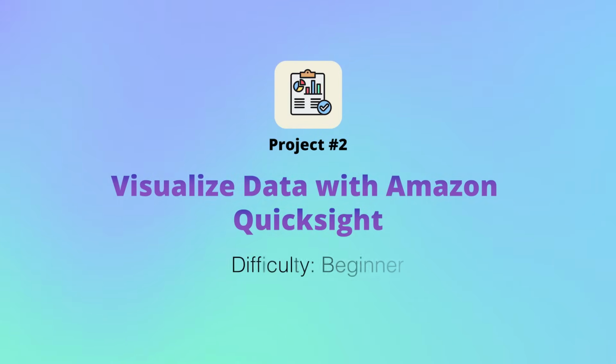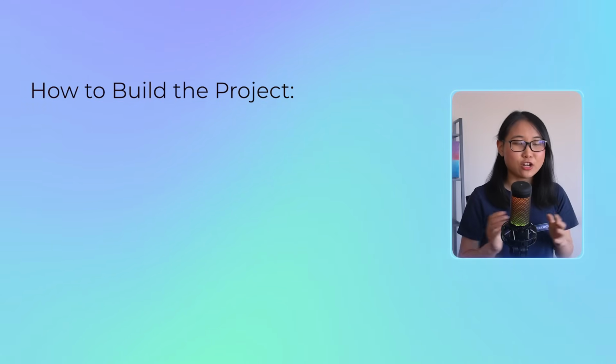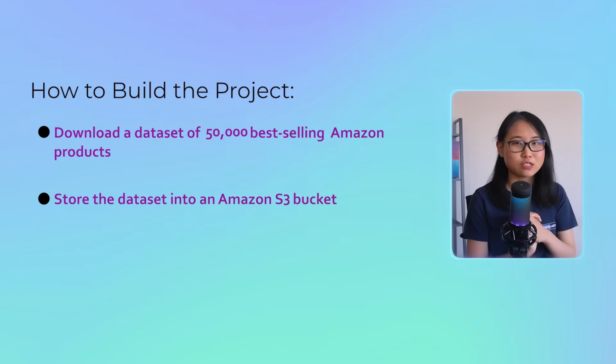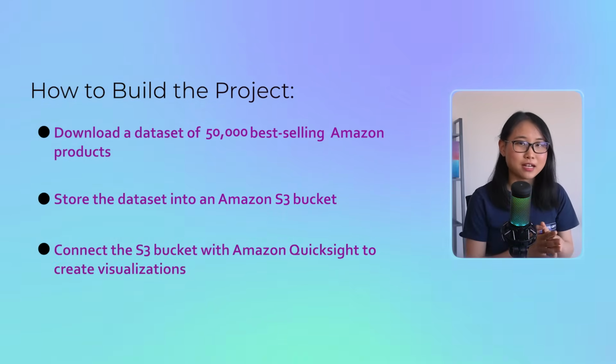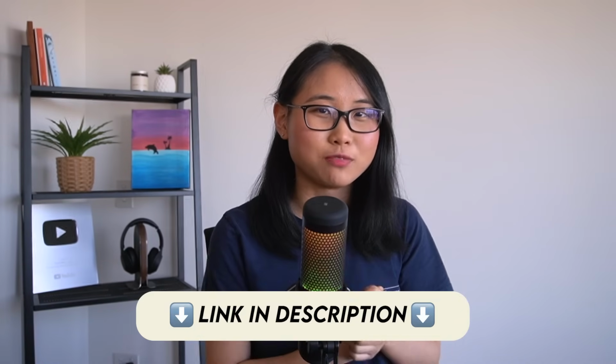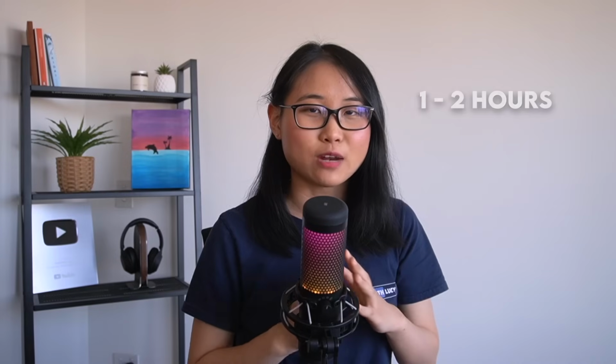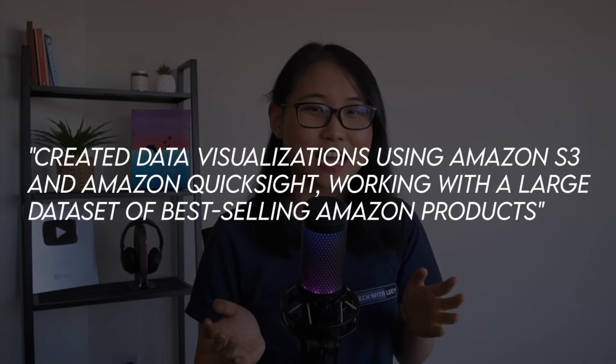Okay, project number 2 is where things start to get interesting. In this project, you'll be visualizing data through charts and dashboards on Amazon QuickSight. You'll start by downloading a data set of 50,000 best-selling Amazon products and store it into an Amazon S3 bucket. And then you're going to connect that S3 bucket with Amazon QuickSight to create a few interesting visualizations from that data. Again, I have a video tutorial for this one as well, so you'll be able to follow along step by step. And you'll also be able to find written instructions on my GitHub page. This project should only take you about 1 to 2 hours to complete. And once you're done building the project, you can add this line onto your resume.